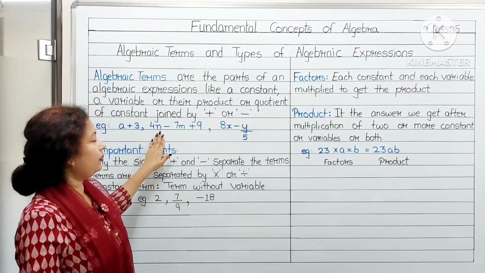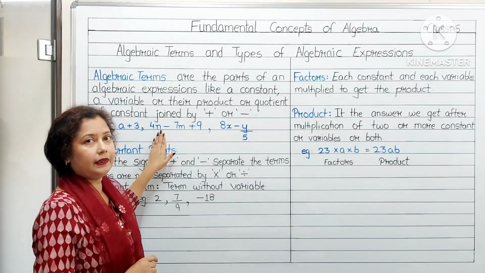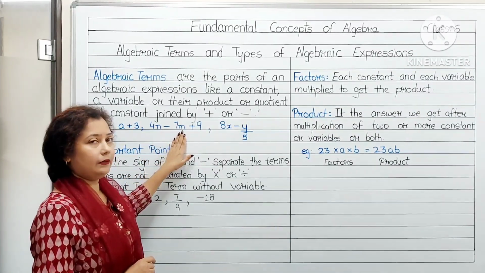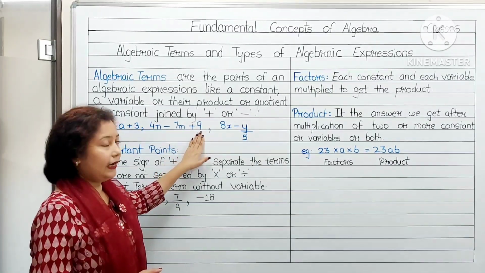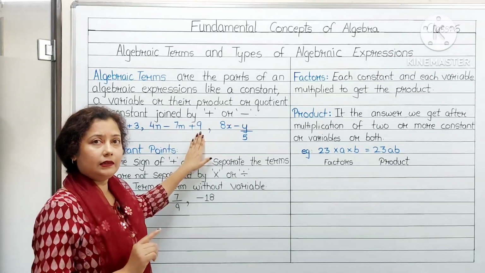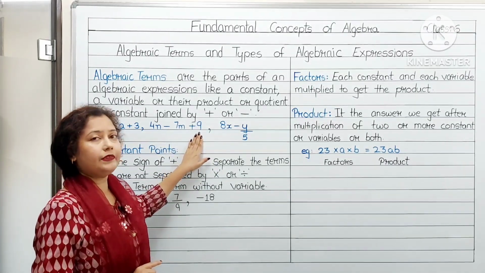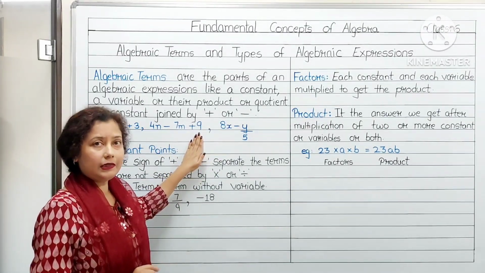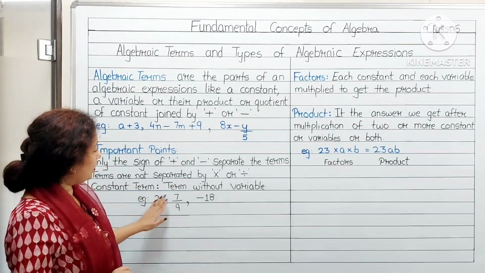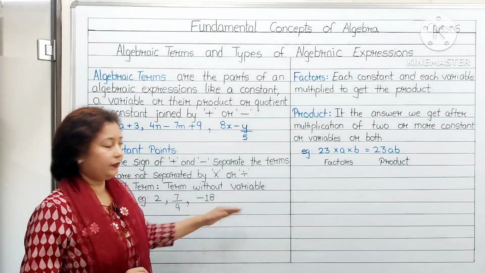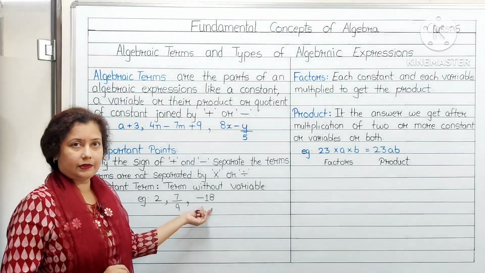In this example, 4n, this term consists of a constant, that is 4, and a variable, that is n. Here 7m, here 7 is a constant and m is a variable. But 9, this is only a term which consists only of a numerical value, that is a constant. So such type of a term which only has a constant without any variable is called as the constant term. So constant term is without variable. For example, 2, 7 upon 9, minus 18, etc.